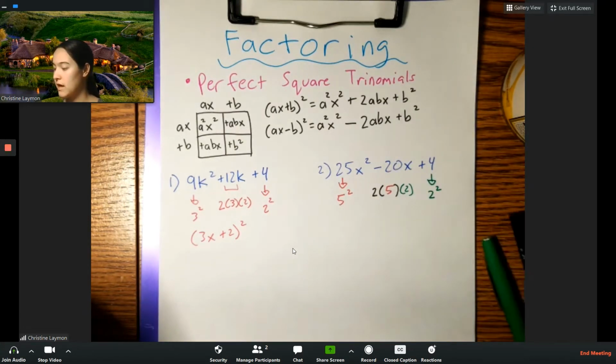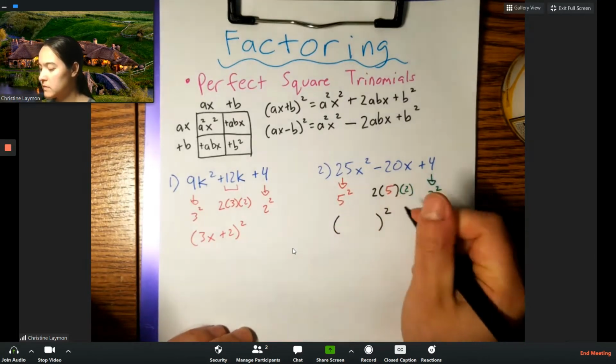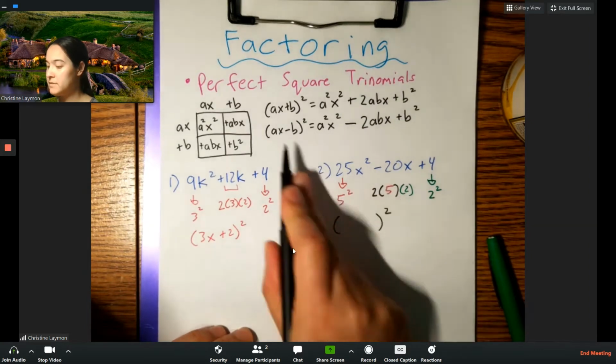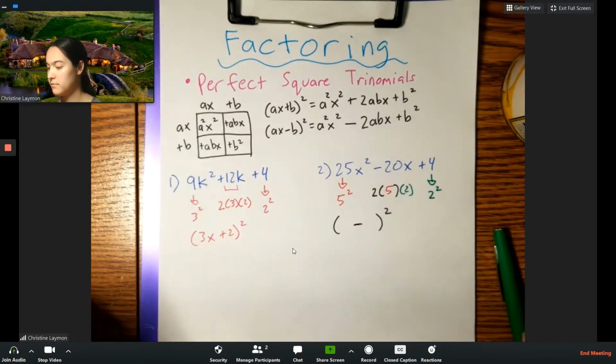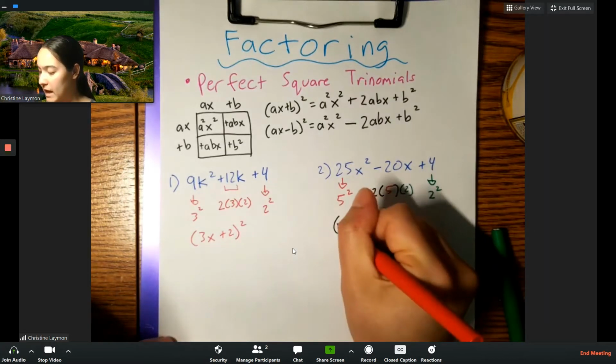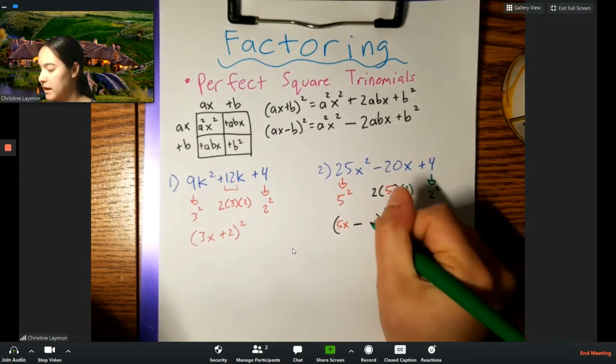So to go ahead and factor this, because that's a minus sign, just like here, I'm going to be using a minus sign in the middle. I'm going to have 5x, and at the very end, I have a 2.